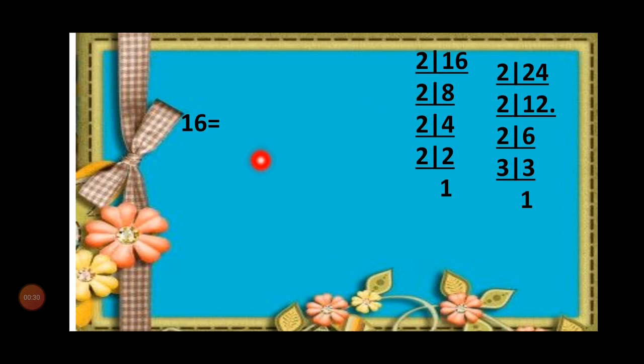Write all those factors using multiplication symbols: 2 into 2 into 2 into 2. Then write 24. How many factors we are having? 3 times 2's and 1 time 3. So use the multiplication symbol to write: 24 equal to 2 into 2 into 2 into 3. So write all those things.